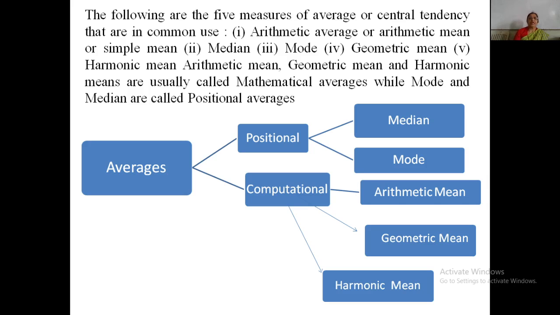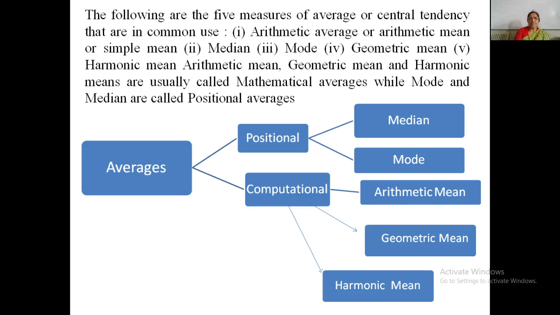Measures of central tendency are also called averages, and according to the procedure of measuring them, they are partitioned into two types. One is called positional average and the other is called computational average. It is called positional average because if you draw your less than type ogive curve, the value corresponding to the n by 2th observation is called the median.